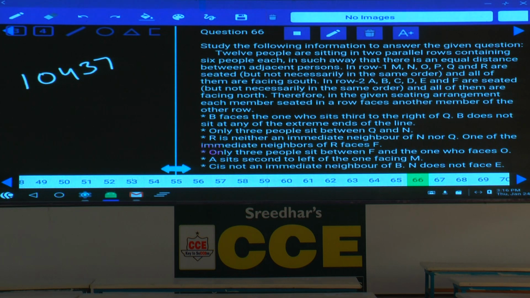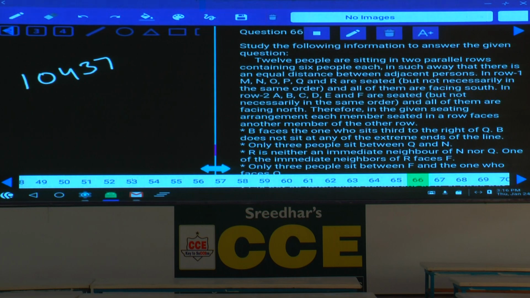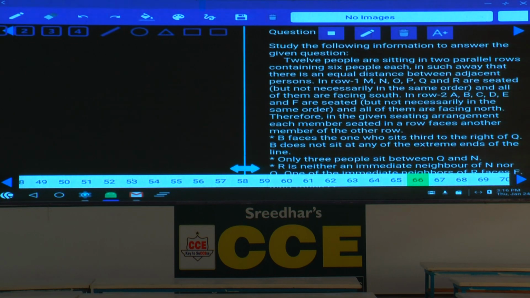How many persons are there? There are some 12 people. And who are those 12 people? M, N, O, P, Q, R, A, B, C, D, E and F are the 12 people. Now these 12 people are seated in 2 different rows.